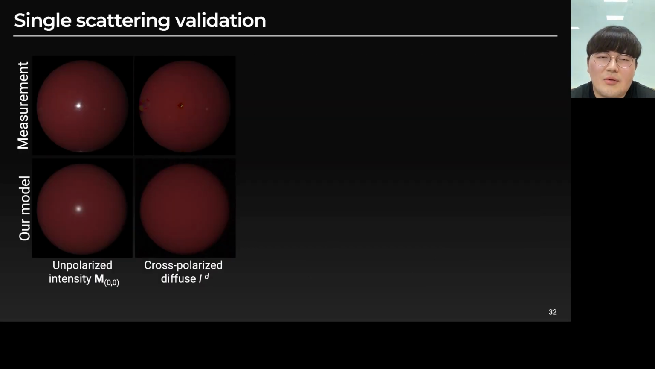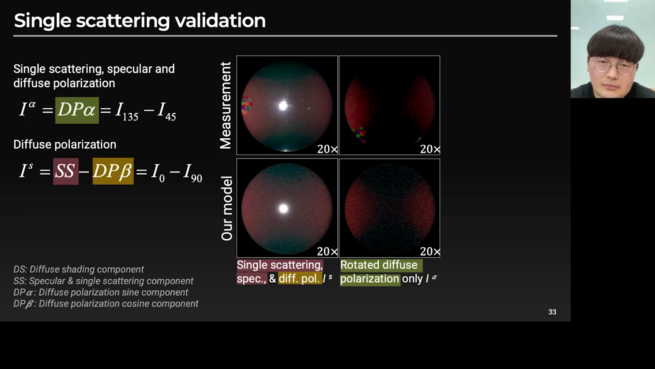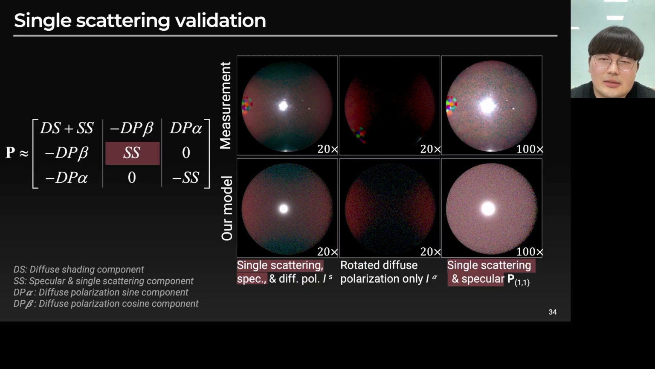Here we compare our model prediction and the physical measurement of the red billiard ball. The light intensity and the diffuse shading components are close to each other. We compare the measured and predicted mixture of single scattering, specular, and diffuse polarization. We also compare the difference in diffuse polarization. Both present a very good agreement.